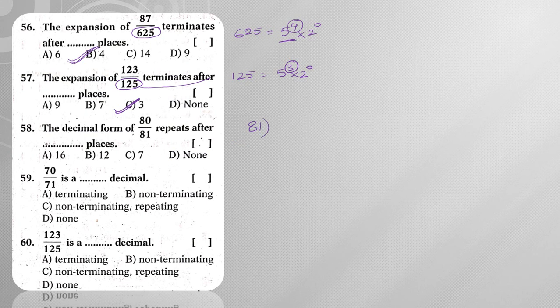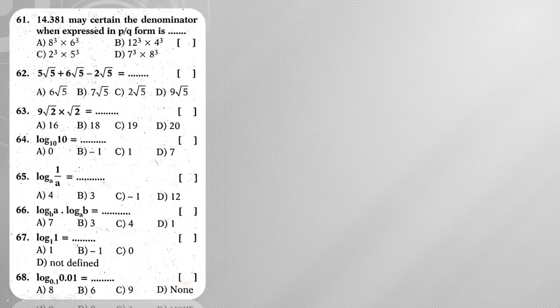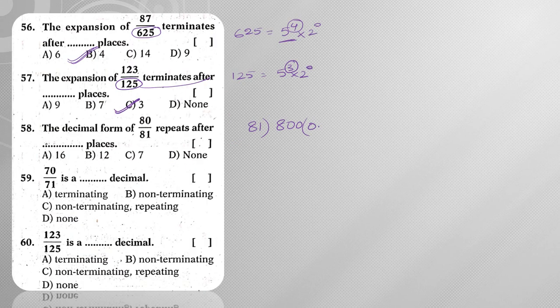So we need to do the division process. 81 into 80, since we cannot divide it, we write 0 point, so that means it becomes 800. On doing division, it goes 9 times, so 81 nines. 9 ones are 9, 9 eights are 72, so 81 nines are 729. So from this we are going to get 71 followed by 0.